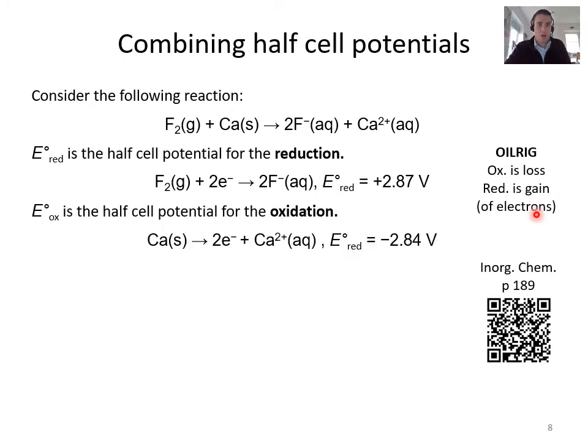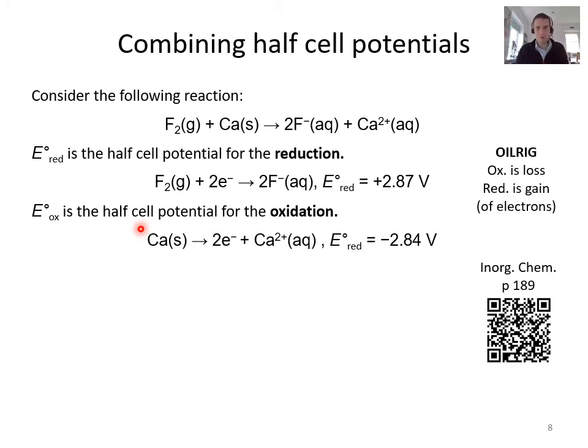In the other case we have the solid calcium metal reacting to give calcium 2+, and in this case this is written in the opposite way to the way it appears in our table, because in our table we're using standard conventions, which as I said in the previous screencast, are that we always state half cells in the form of a reduction.